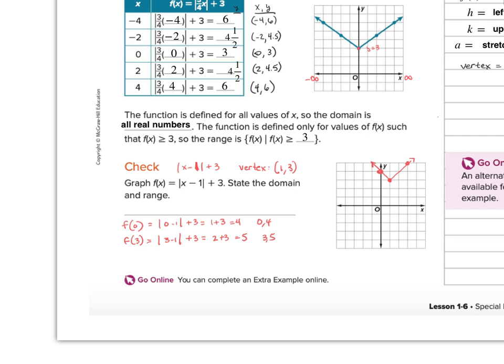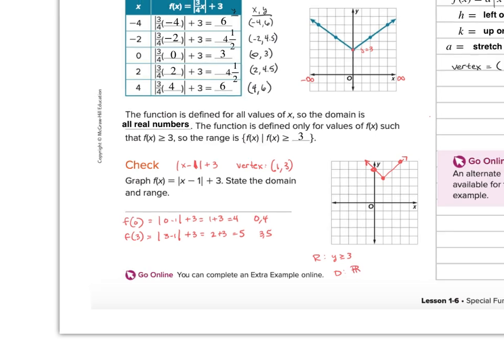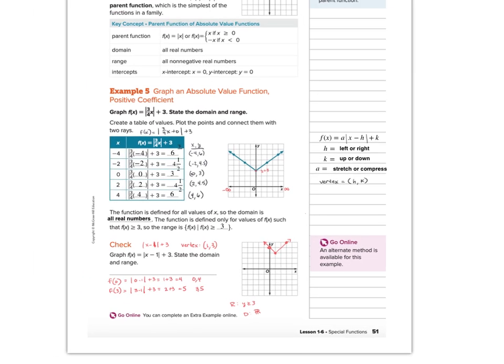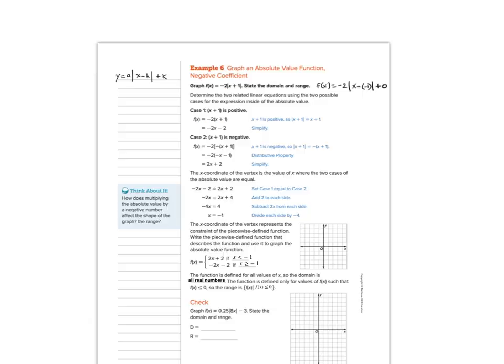So there we go. State the domain and range. The domain is still going to be the same. The domain is all real numbers. The range, y is greater than or equal to 3. That is my range. And then my domain was all real numbers. So again, a lot of this hopefully is a review for you.